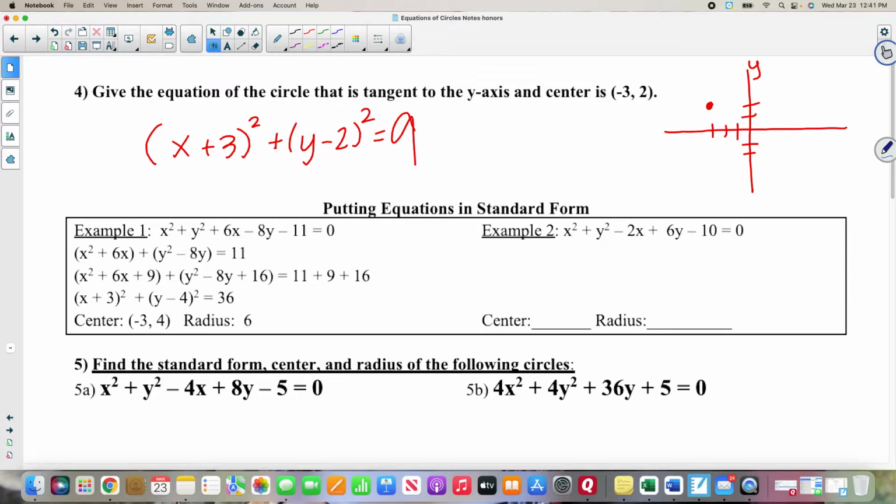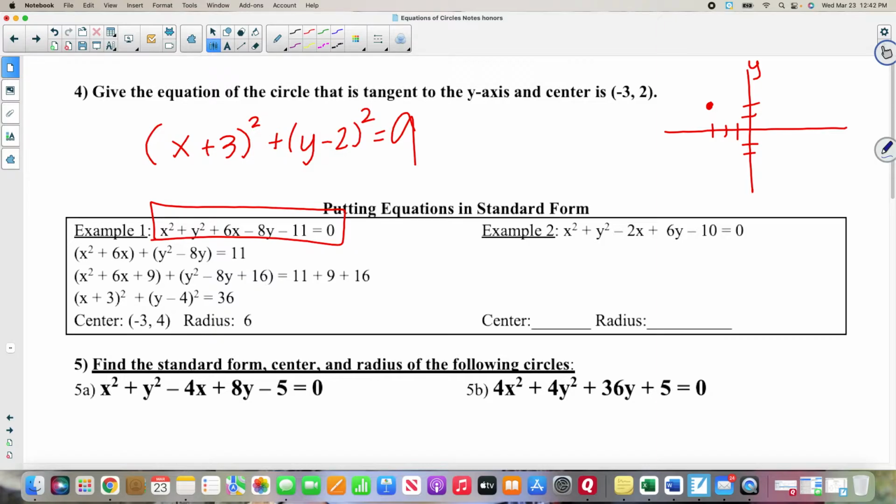Okay, so that's all great and good, but sometimes we are going to be given an equation that is not in standard form, and we have to put it in standard form, which means we have to complete the square. We actually have to complete the square twice. So that's why we've been practicing completing the square. I'm going to talk through example 1, and then we're going to do example 2 together, and then you're going to try one.